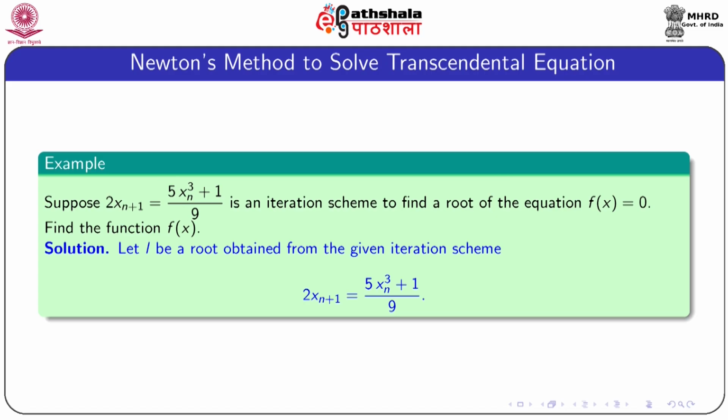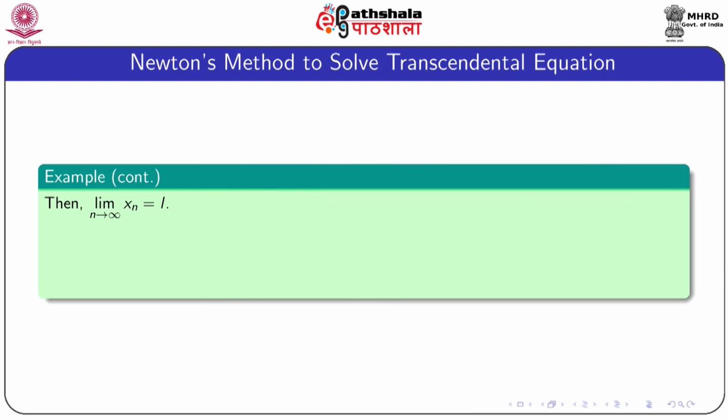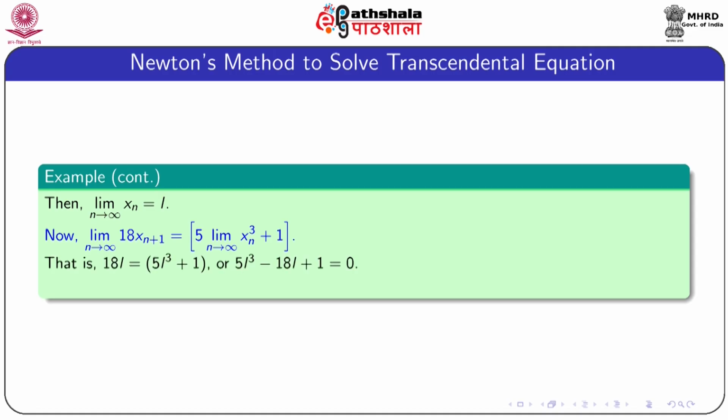Let L be a root obtained from this iteration scheme, the given iteration scheme. Then, by definition of the root, we can write limit n tends to infinity xn equal to L. Xn is the nth approximated root, and L is the exact root. Therefore, from the given iteration scheme, we can write limit n tends to infinity of 18 into x(n+1) equal to 5 into limit n tends to infinity xn to the power 3 plus 1, or it reduces to 18 into L equal to 5 into L cube plus 1, or after simplification it is 5 L cube minus 18 L plus 1 equal to 0.